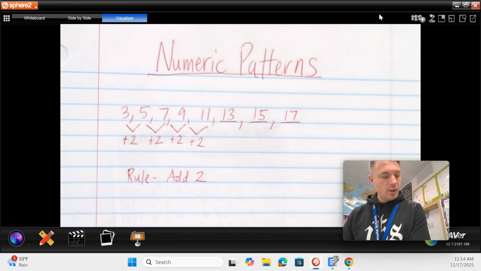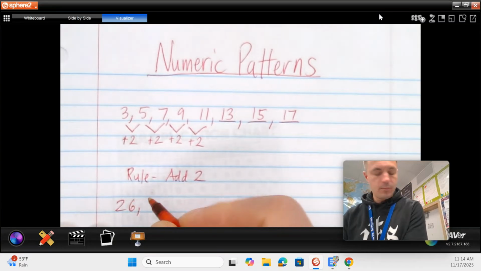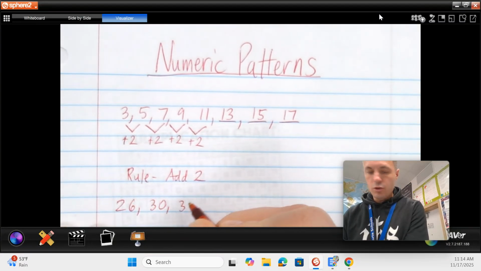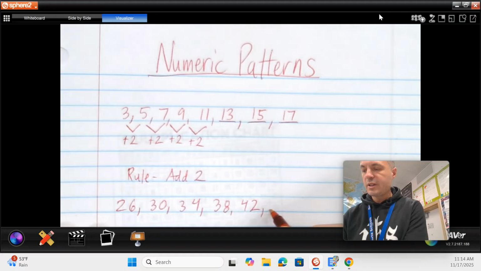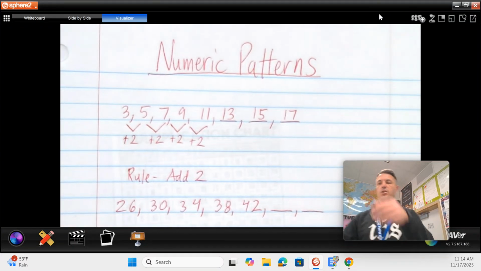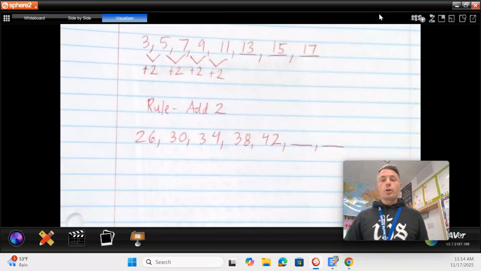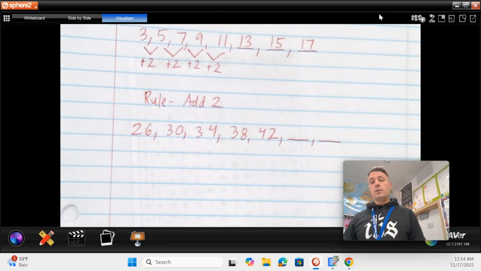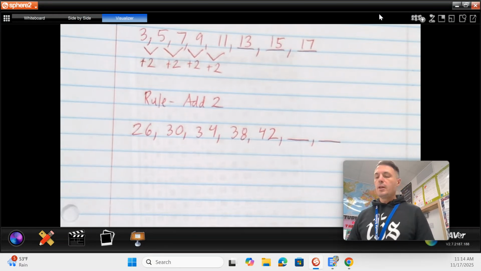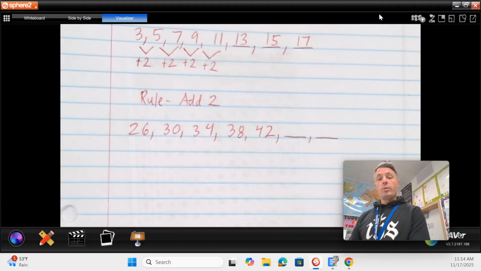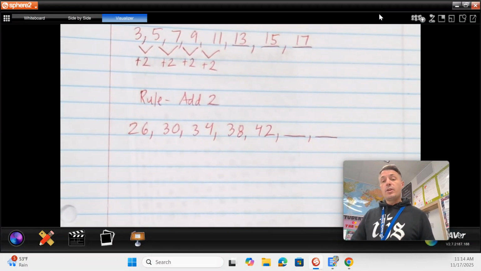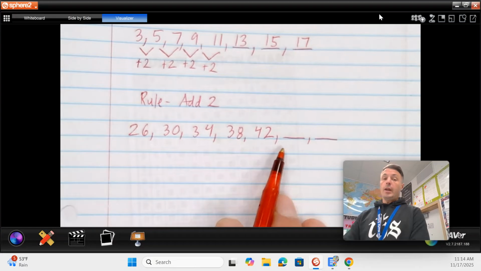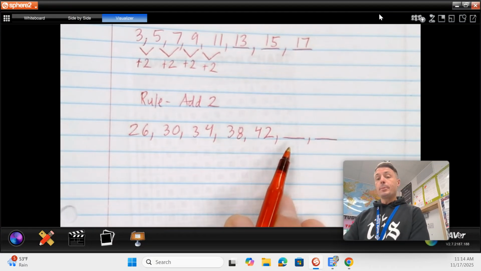Let's do another example. Let's say we have 26, 30, 34, 38, and 42. And we want to extend that pattern. This time we'll only extend it 2 terms. And also term, that's a vocab word too. Every number inside of a pattern is called a term. So we're trying to find the rule here, and we know the rule will either be add something, subtract something, multiply something, or divide something. Since these numbers are going up, we know we're either going to add or multiply.